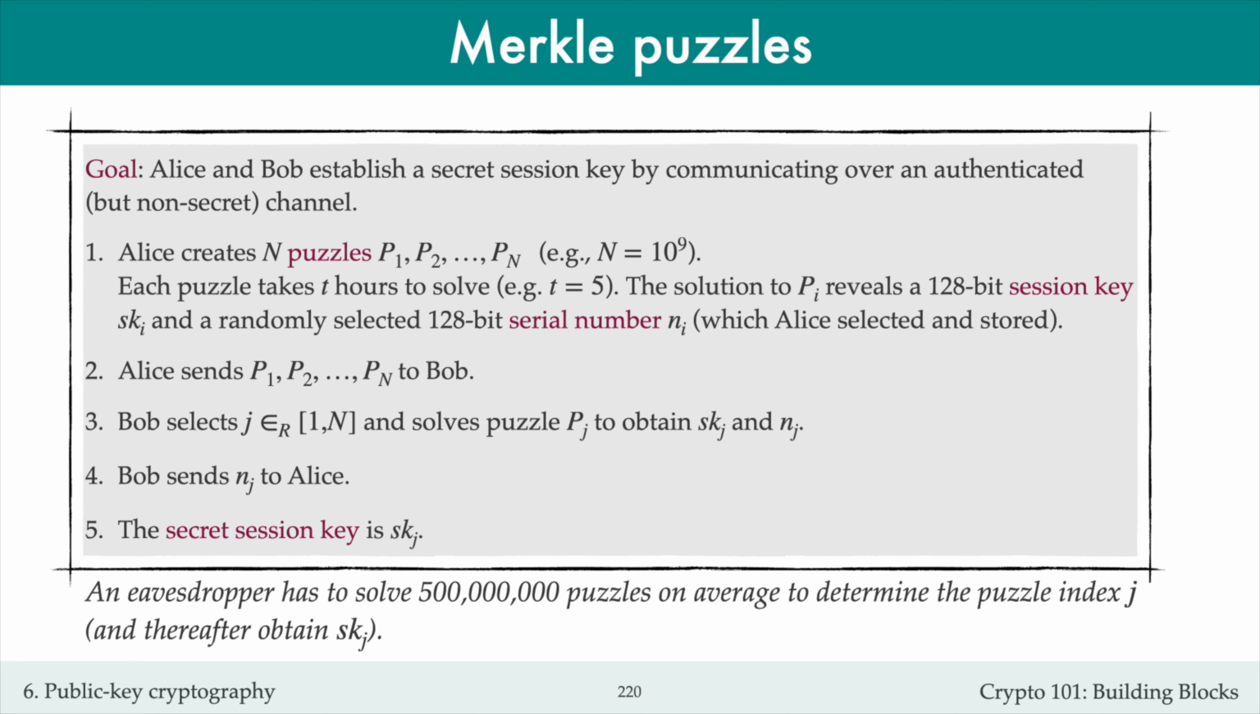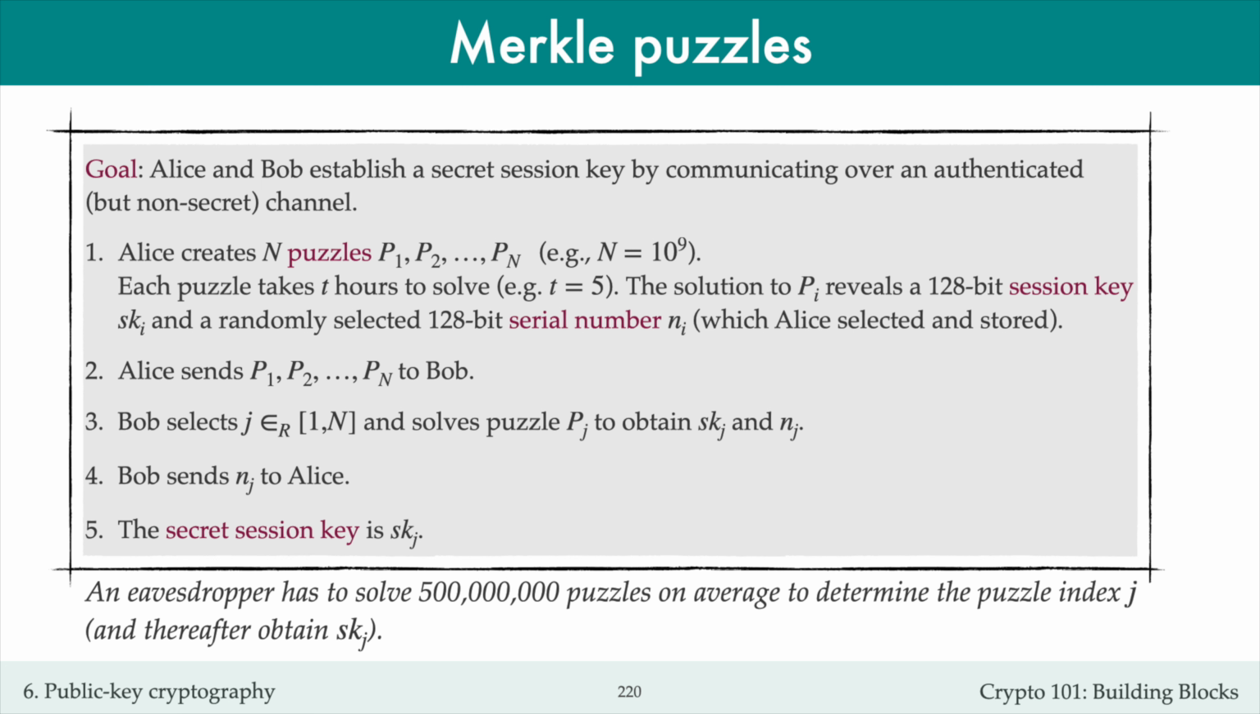An eavesdropper who sees the billion puzzles that Alice sends to Bob and the serial number nj has no choice but to solve the puzzles one at a time until she solves the jth puzzle pj and encounters the serial number nj. She then knows that the session key is skj.